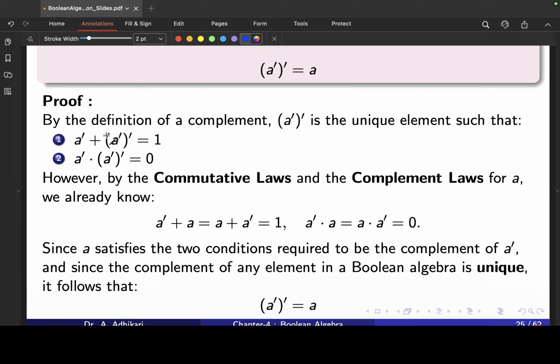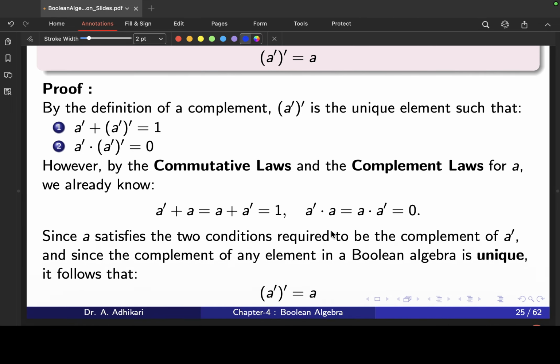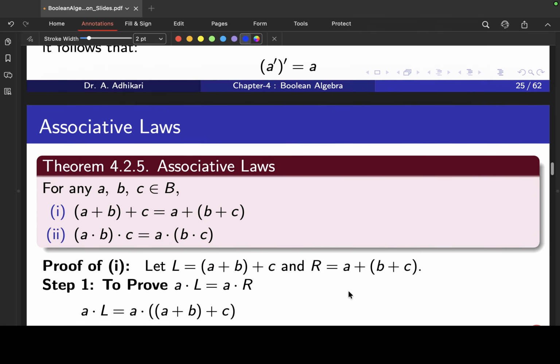obviously (A')' equals A. Again, from (A')' dot A' equals 0 and A dot A' equals 0, obviously (A')' equals A. So we get the result (A')' equals A for any element A belonging to Boolean algebra B.